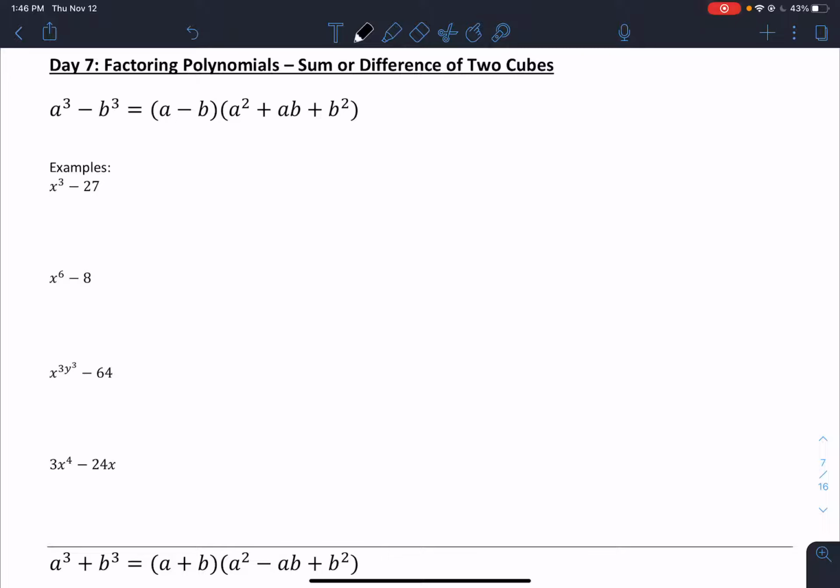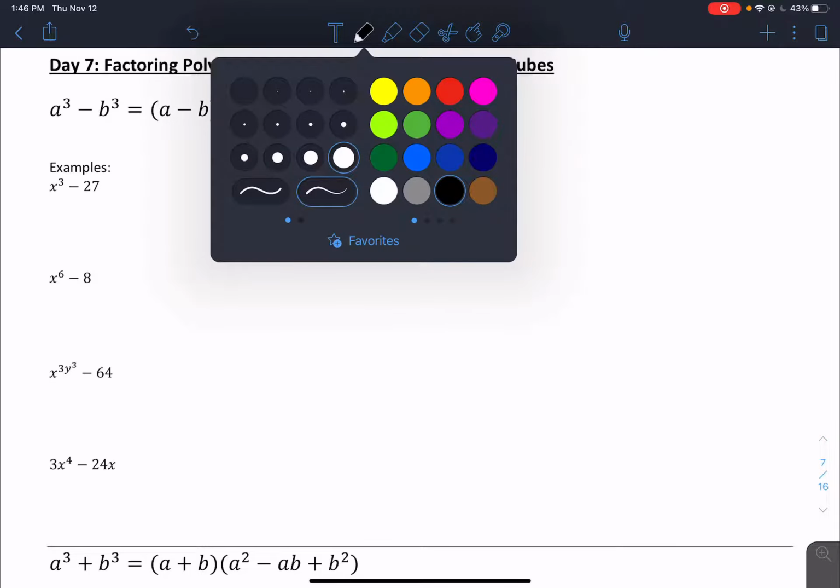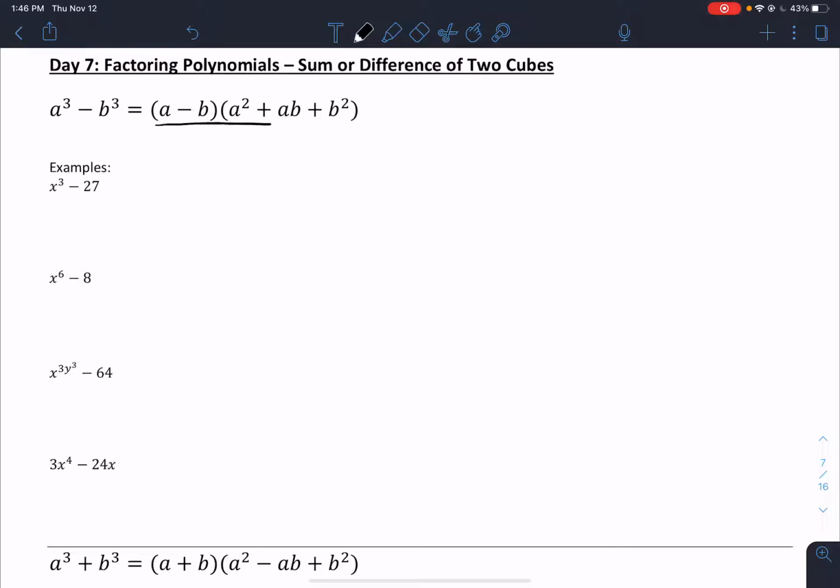This is really similar to the difference of two squares pattern. It's the same kind of logic that if we just distribute this out, we would always end up with a cubed minus b cubed. One thing to help you remember this is I always think of it as SOAP.